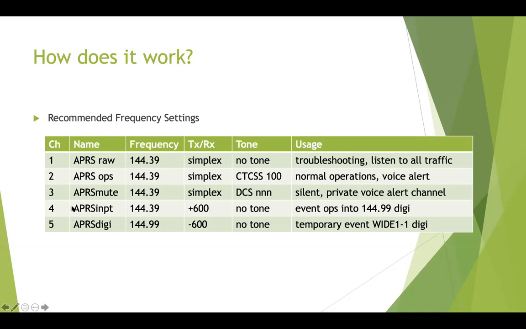The other two are the APRS input and APRS digi. With APRS input, you're going to set up your radio on 144.39, but you're going to set it as though it were a repeater with a plus 600 offset. And so the way that works is at an event, you might have a digipeater that is listening on 144.99, which is the 600 kilohertz offset. And so you can see frequency number 5 is the APRS digi, which is 144.99.